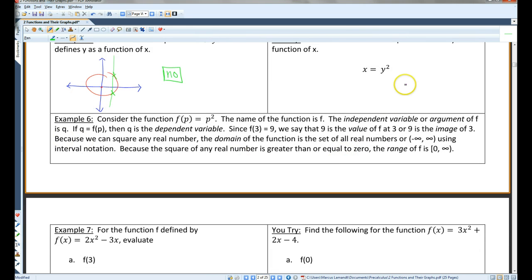Okay, this one is just a reading example. Consider the function f of p equals p squared. The name of the function is f. The independent variable or argument of f is p. If q equals f of p, then q is the dependent variable. Since f of 3 is 9, that's if you plug in 3 for p, you're going to get 9 because 3 squared is 9. We say that 9 is the value of f at 3, or 9 is the image of 3. Okay, so a couple keywords here that might pop up again.